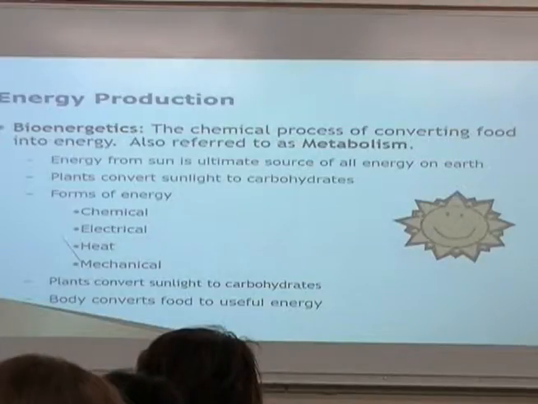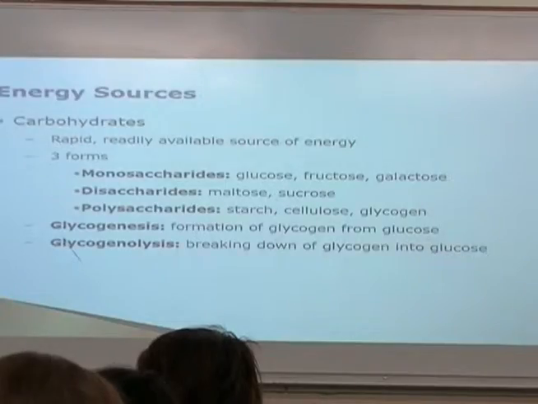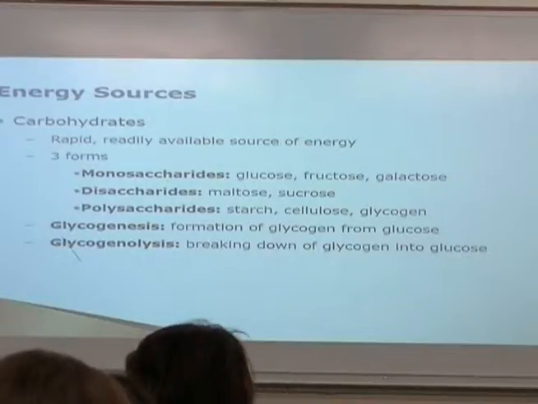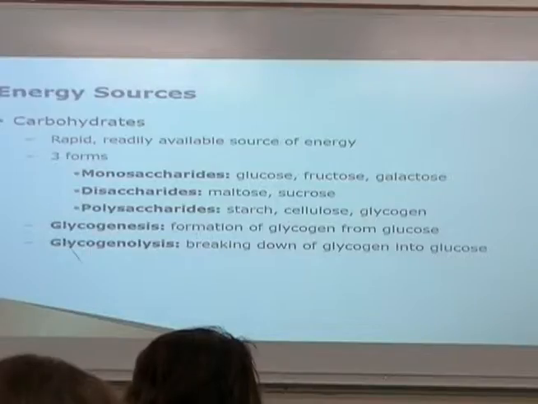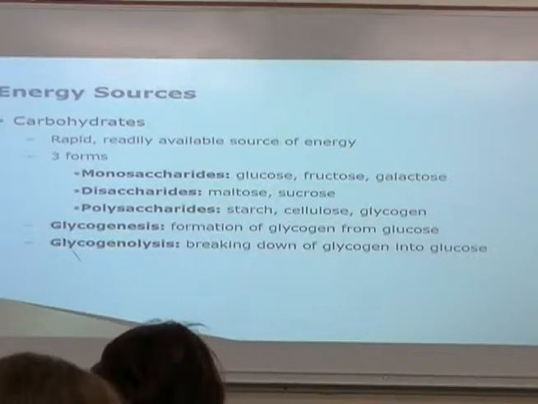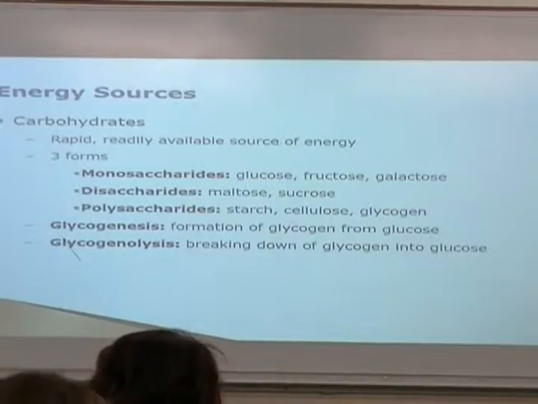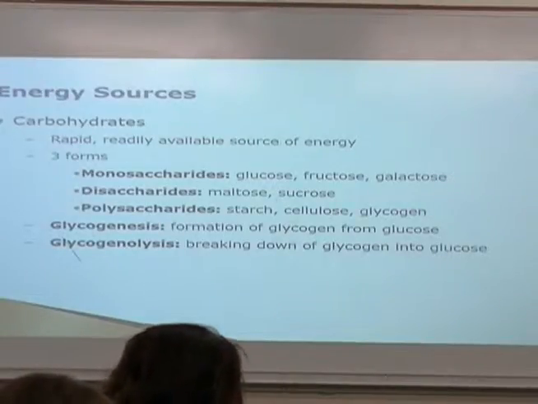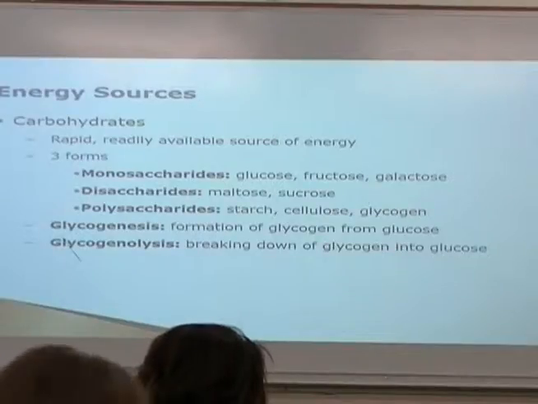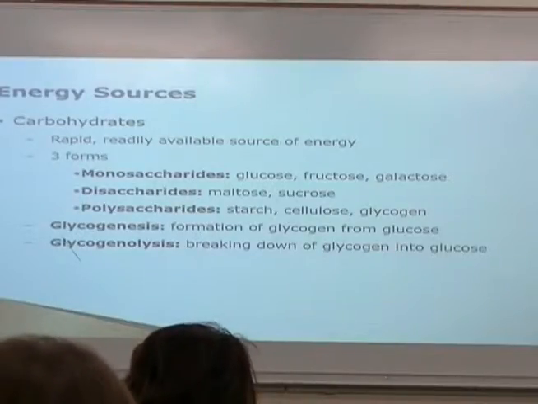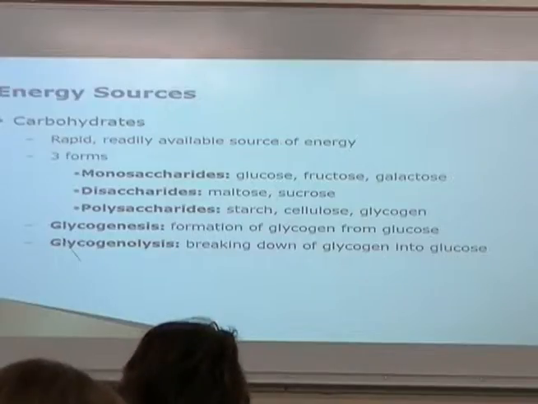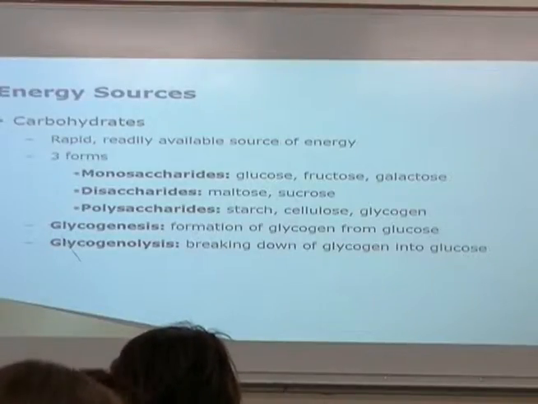So, our first energy source that we're going to look at is carbohydrate. Carbohydrate is a very quick, easy to get at source of energy for humans. Right? The way that we convert carbohydrate is very quick. And we get it in our diet in 3 different forms: mono, di, polysaccharides.